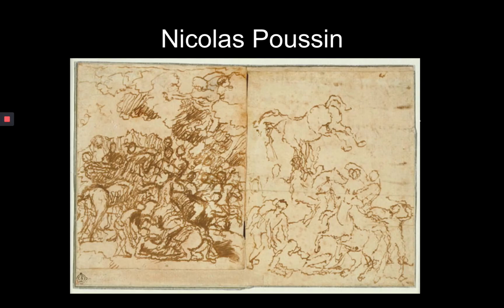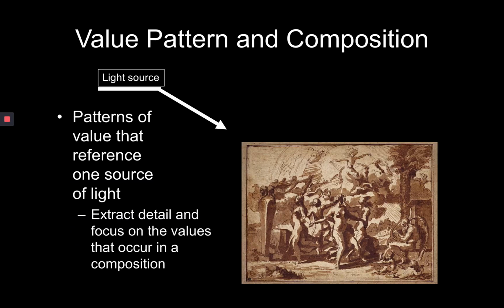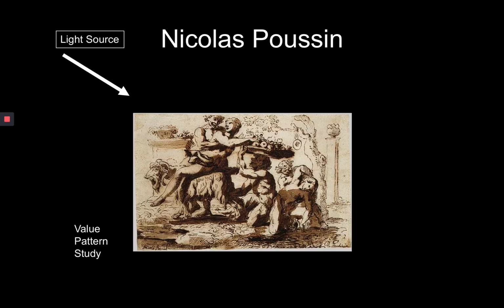So let's talk about value patterns. So we're going to look at Poussin. If you've been with me before, you know this is my go-to guy. So here we have value pattern in composition. The light source comes from the right, and these are patterns of value that reference one source of light, and you can extract the detail and focus on the values that occur in a composition.